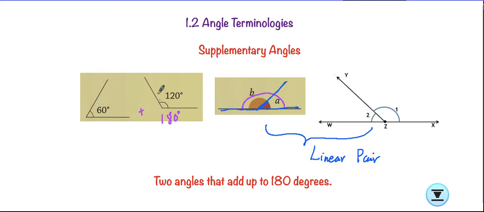However, can we call these two a linear pair? No, we can't, because they do not stay next to each other. But they are complementary angles. Oh, sorry, supplementary angles. The reason is that for supplementary angles, all we need is that they add up to 180 degrees. They are not necessarily staying together. But a linear pair is supplementary and also stays next to each other.